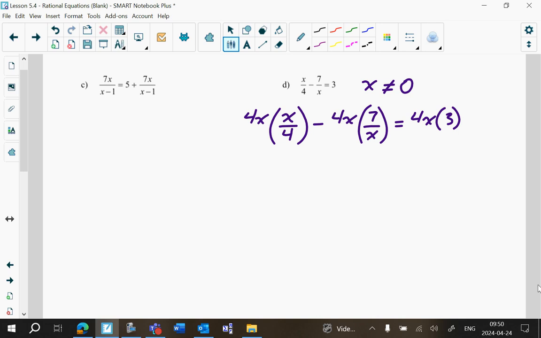So I've got a 4x up top and a 4 on the bottom. Well, the 4's cancel out to 1 and 1. And I'm left with x times x, x squared. Right away, as soon as I see that, I know, oh, I got a quadratic equation to solve. Minus, what cancels out here? The x's. So I'm left with 4 times 7. 28. No canceling going on here. It's just 4x times 3, which is 12x.